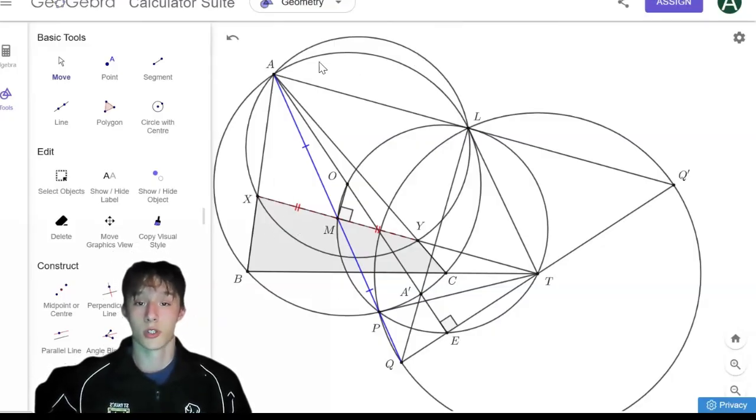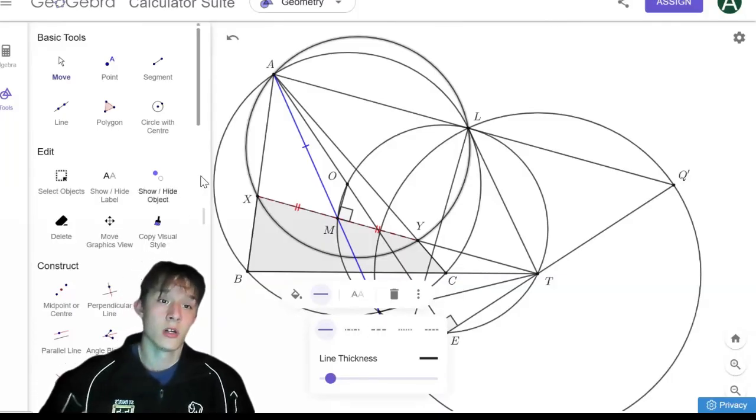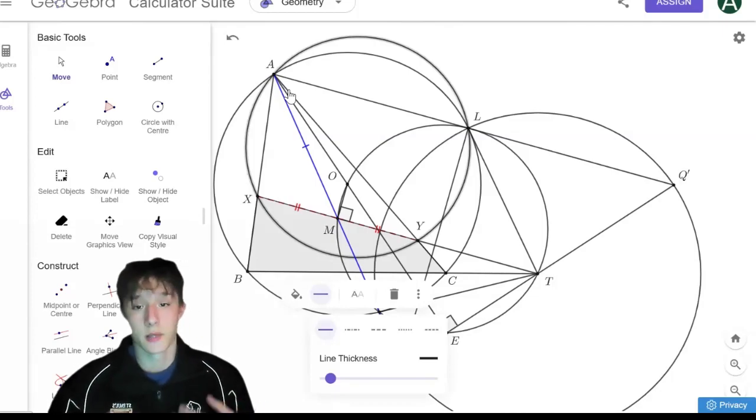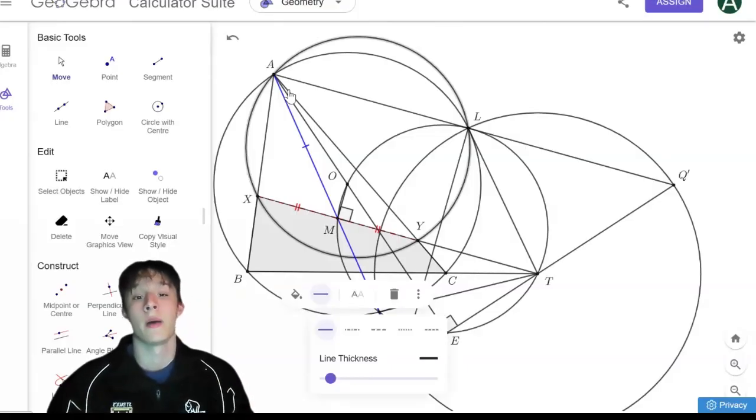Okay, so we just want to show that this is cyclic, but we don't need to show that now. We know that AL is parallel to XY. So if we show that XYL is cyclic, then we're done, because AL and XY will have the same perpendicular bisector, which is ON.